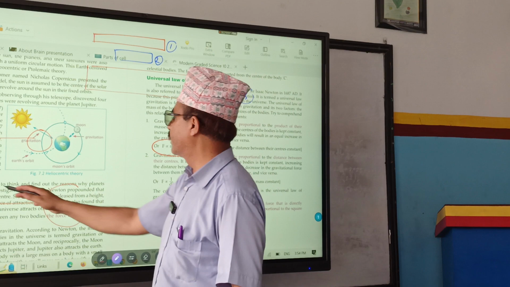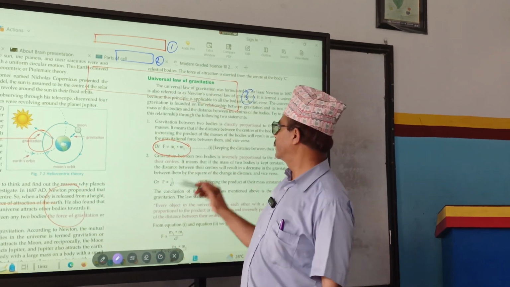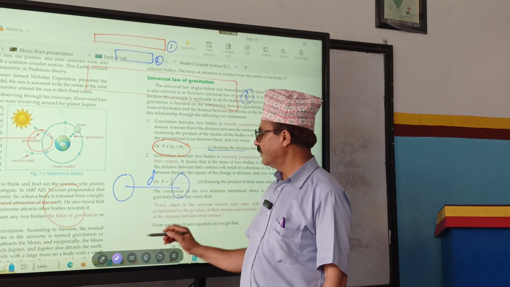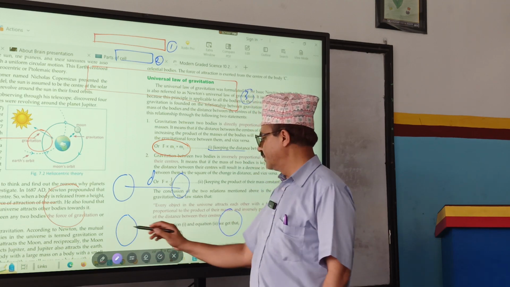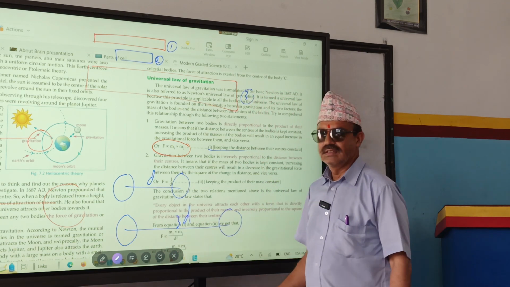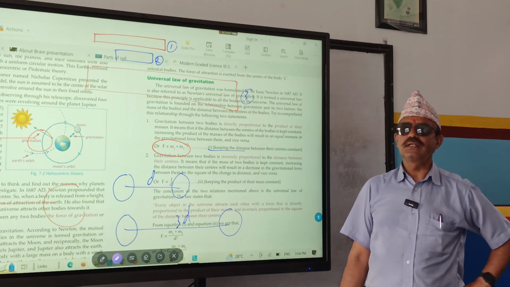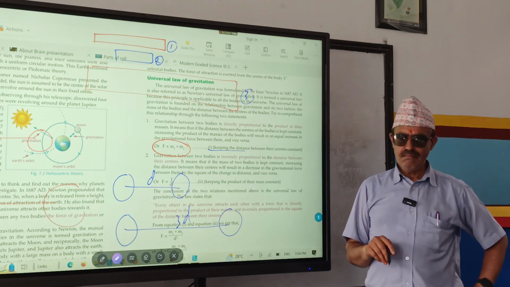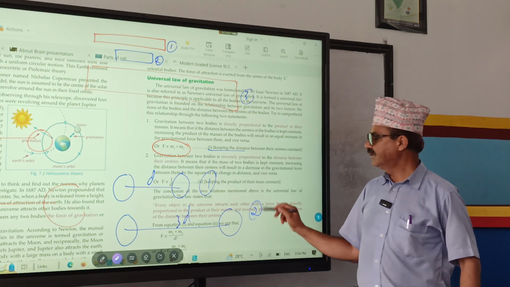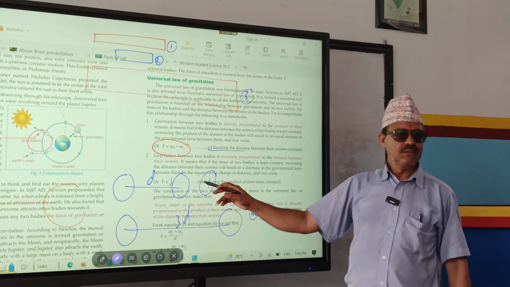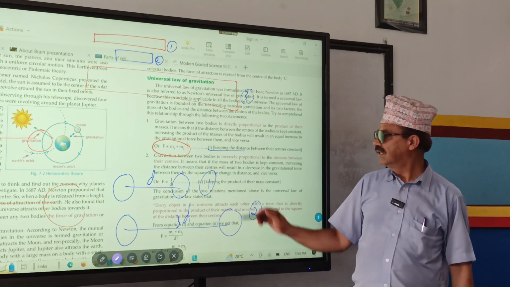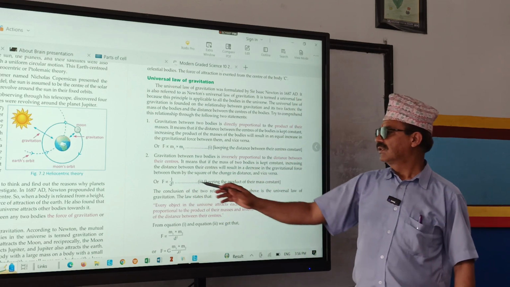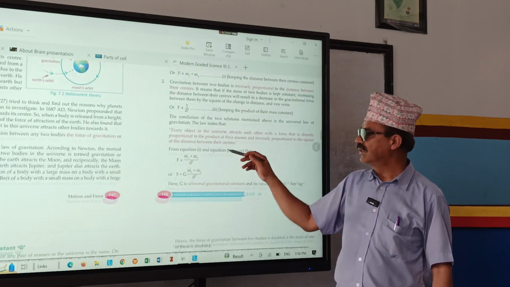So, it is given, when the mass increases, force of gravitation increases, that is directly proportional. But look here. How many bodies are here? One body lies here, another body lies here. Now, distance became how much? 3D. Now, what do you think? Gravitational force increases or decreases? Where is more gravitational force? In the first case or in the second case? In the first case. When the distance increases, force decreases. That is why, what can you say? When the distance between their centers increases, gravitational force decreases. Inversely proportional to each other.